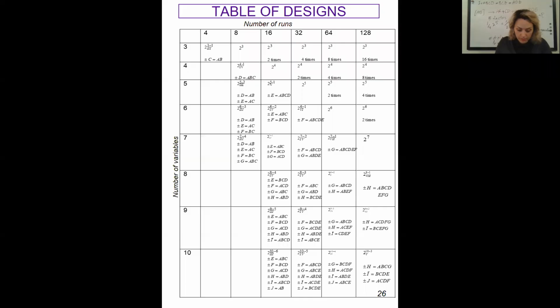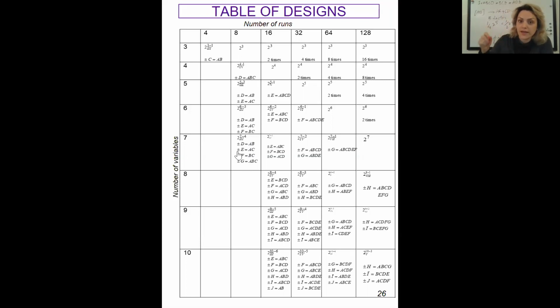This table that you see on page 28 of the notes is talking about the number of runs that you would have and the number of variables. Here the number of variables is, in fact, the number of factors that you would have. Here is the number of runs. For example, let's say I have 7 factors and 8 runs, then this is going to be my design generator.